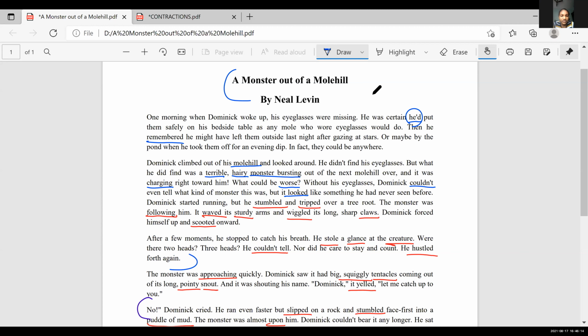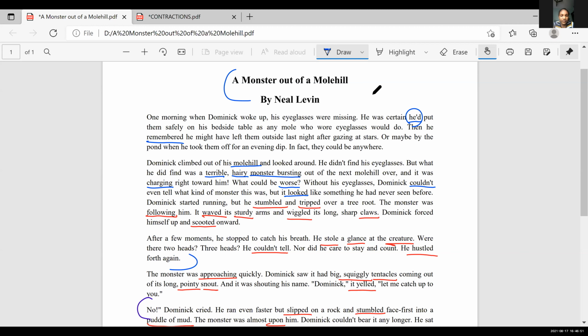Dominic couldn't even tell what kind of monster this was, but it looked like something he had never seen before. Dominic started running. He stumbled and tripped over a tree root.